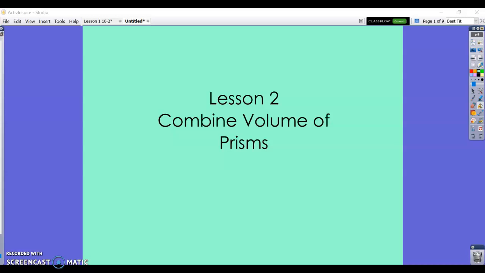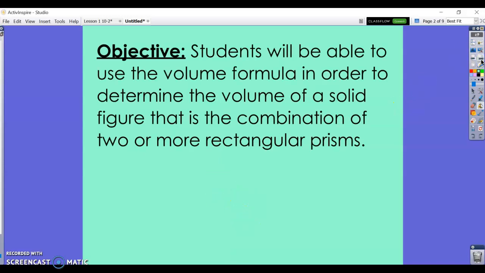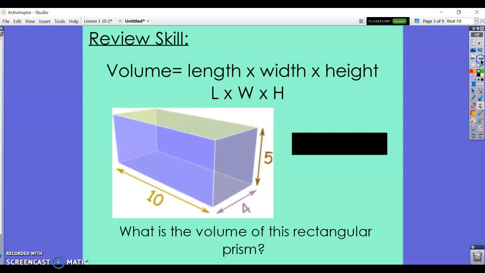This is Lesson 2, Combined Volume of Prisms. This is for the week of April 13th. Your learning goal today is students will be able to use the volume formula in order to determine the volume of a solid figure that is the combination of two or more rectangular prisms.